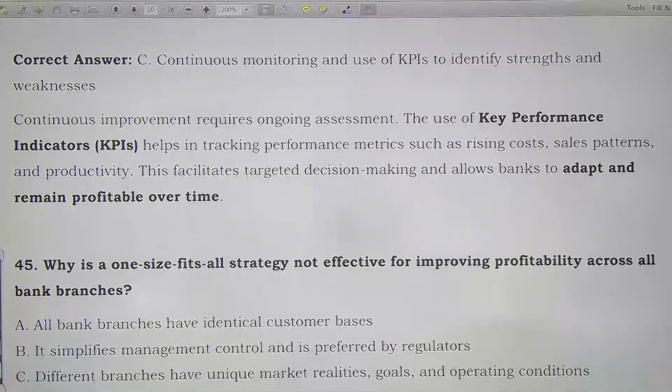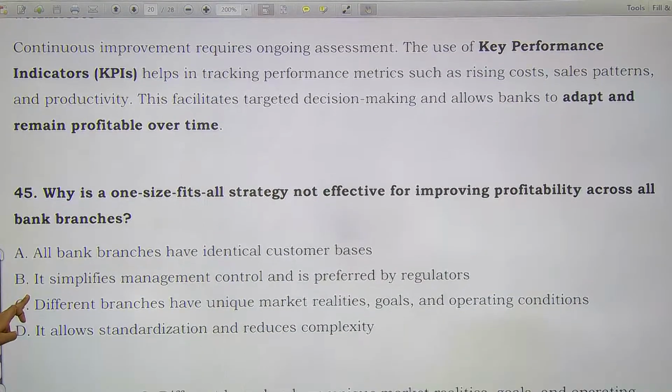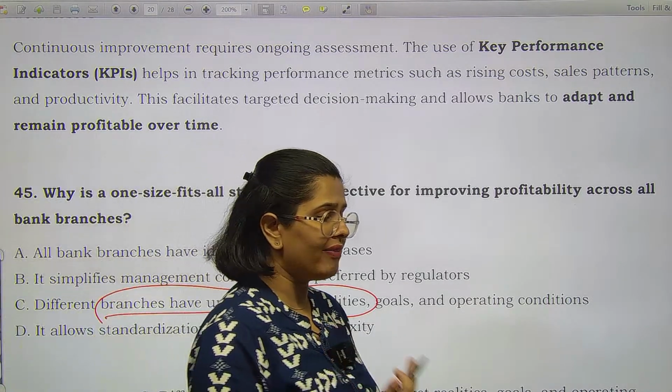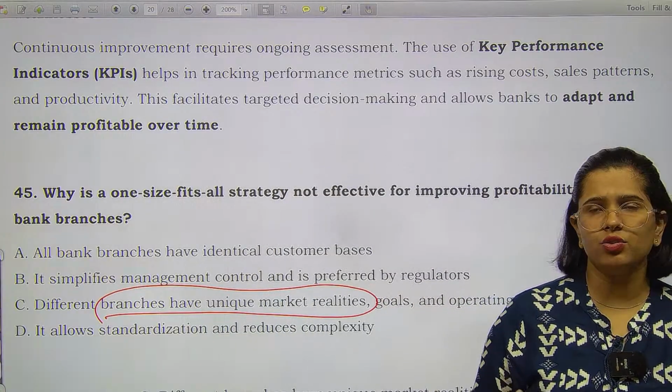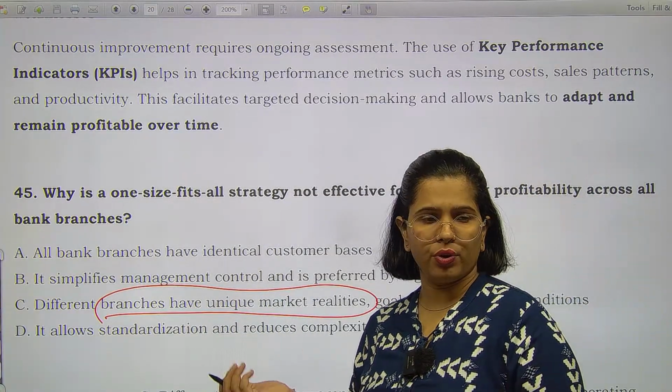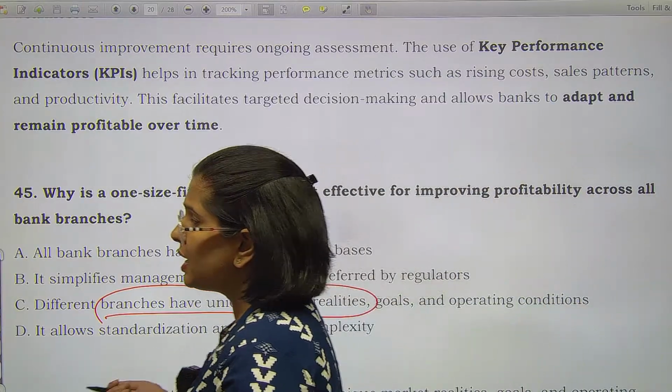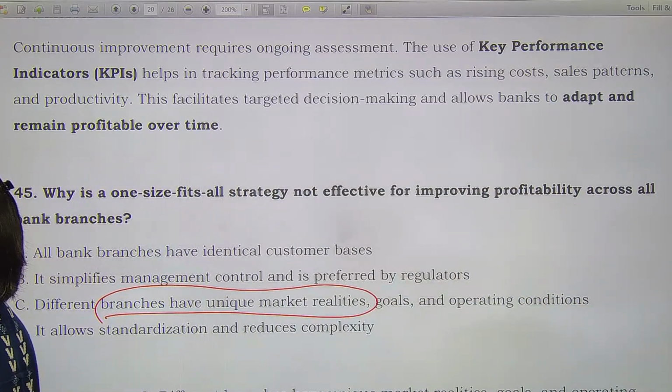Now, why is a one size fits all strategy not effective for improving profitability across all bank branches? So, all the bank branches have unique markets, goals and operating conditions. Like a bank branch in Mumbai would have different market realities, different kinds of high value customers in comparison to, let's say, a branch in Kanpur, right? They have different customer needs, customer aspirations, customer values, and that is why the profitability for all such branches is going to be different.